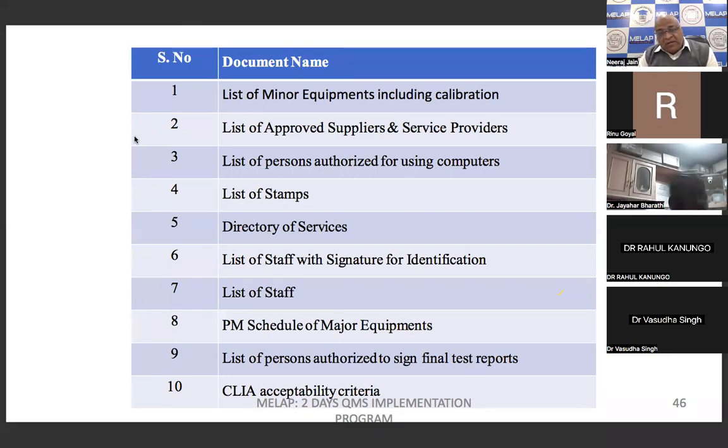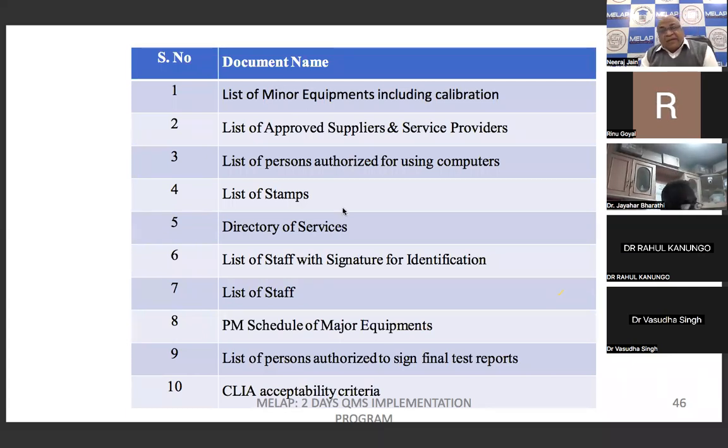What is the clause related to this information management? 7.5 or 7.6? What is the clause related to information management? 7.6. Please write in the chat box. Yes, very good.